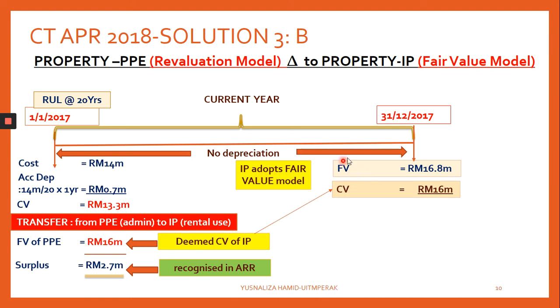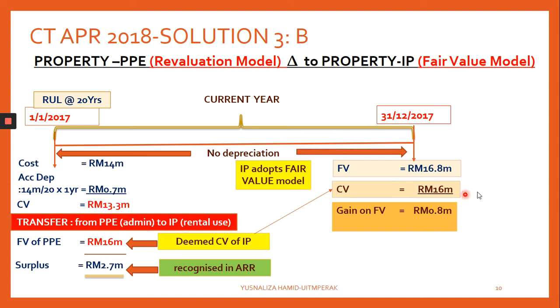So if you compare the fair value and the carrying value, and now it is an IP, starting from 1st of January 2017, it adopts the fair value model. The difference is no longer a surplus, but is treated as the fair value change. So the gain on fair value change, because as of 31st of December 2017, the fair value is 16.8, and the carrying value is 16 million. So there is a gain. That gain will be credited to the SOPL under other income.